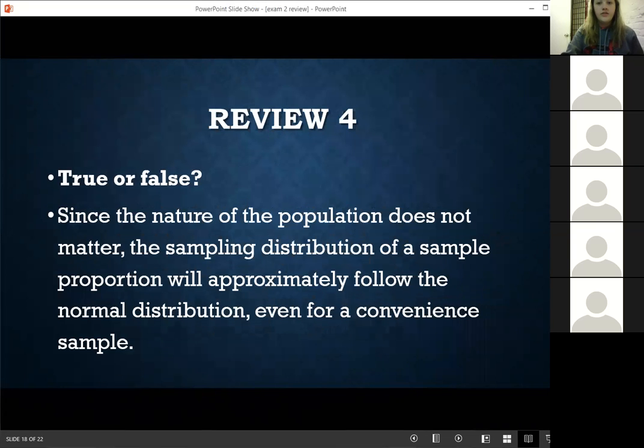All right, so true or false, since the nature of the population does not matter, the sampling distribution of a sample proportion will approximately follow the normal distribution, even for a convenience sample. So try this one out and let me know what you think.